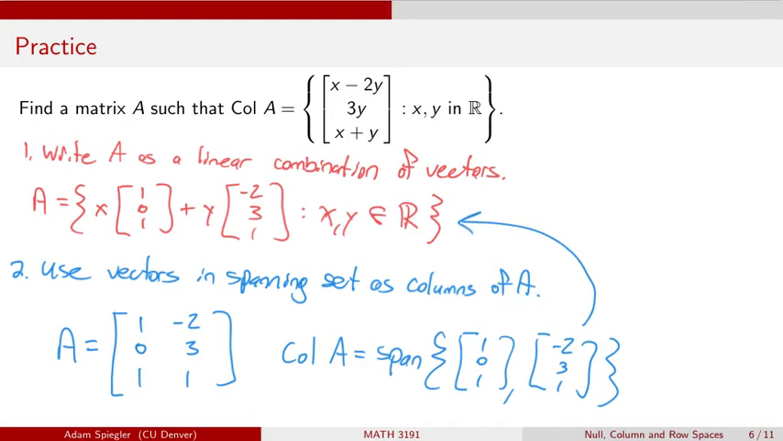So a matrix such as this one, this is a 3 by 2 matrix, the top row 1, -2, second row 0, 3, and the third row 1, 1. Here's a matrix A whose column space would equal exactly this set of vectors that we had initially.